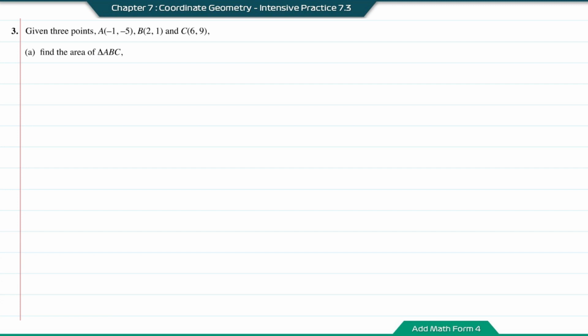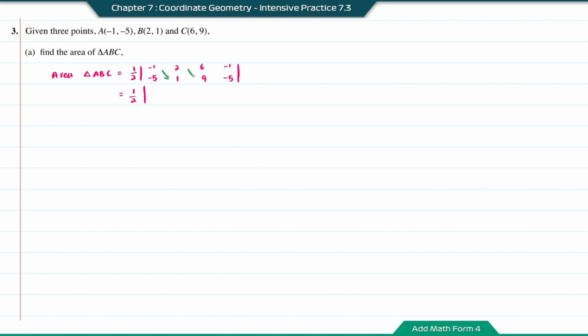Question number 3. Given 3 points A(-1, -5), B(2, 1), and C(6, 9). A. Find the area of the triangle ABC. As we know the coordinates of each point, we can find the area using the shoelace formula. So here I'm going to arrange the coordinates just using the points ABC. I'm going to start with A (-1, -5), followed by B (2, 1), and C (6, 9), and end with the coordinates A.